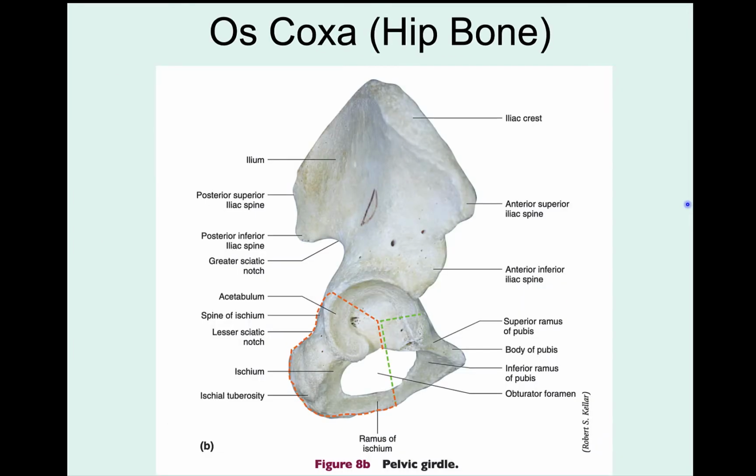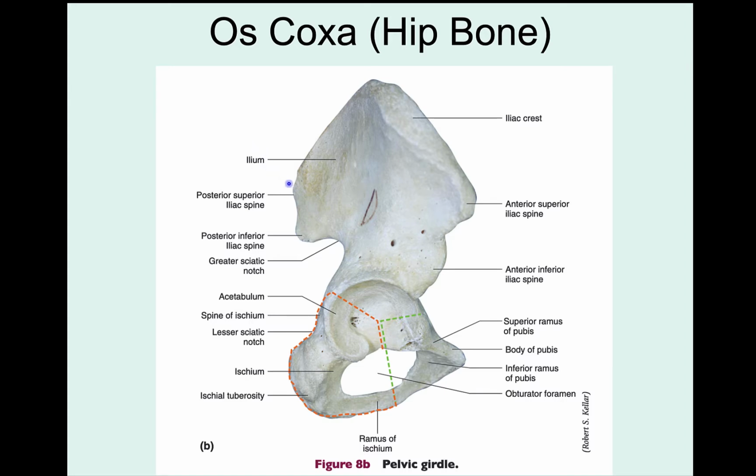Taking a closer look at a single os coxa, you'll notice in the acetabulum here, we have this green dotted line and a red dotted line. This is showing you where these three bones fuse together. Superiorly, we have our ilium, so this really large ilium here. Anteriorly, we have the pubis, and posteriorly is the ischium.